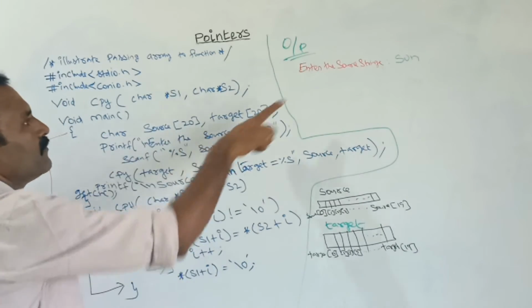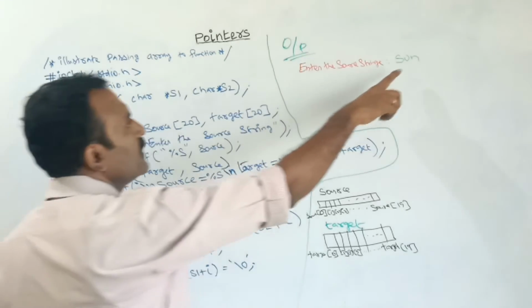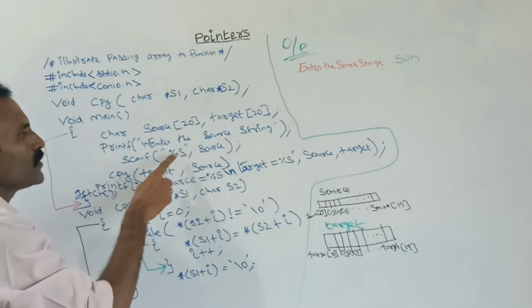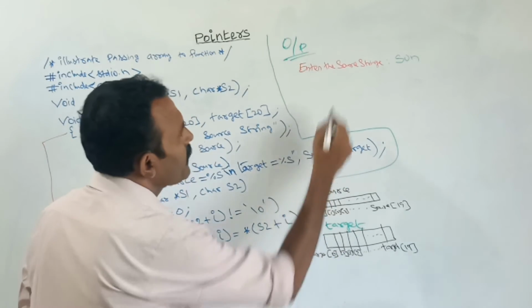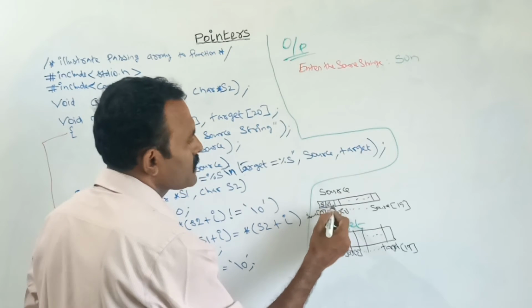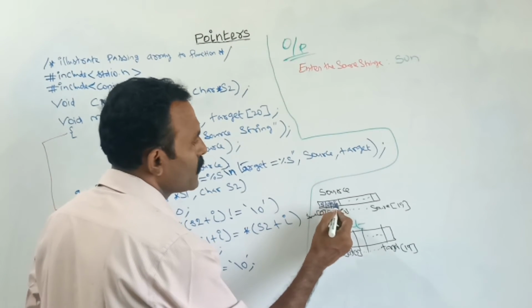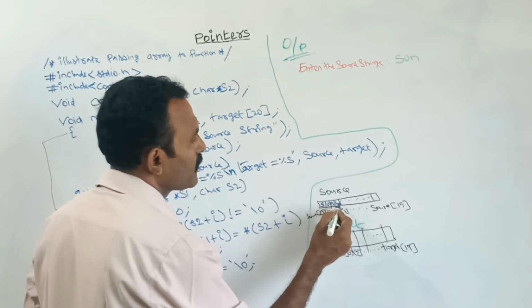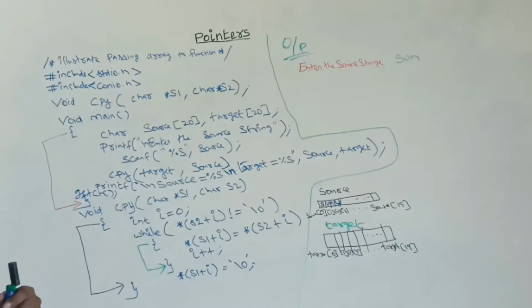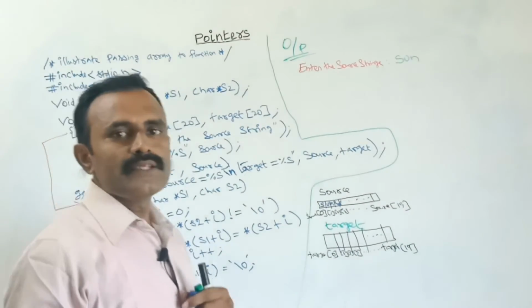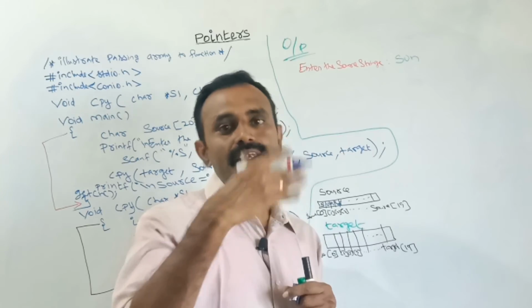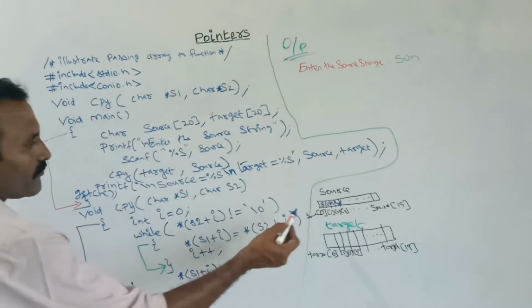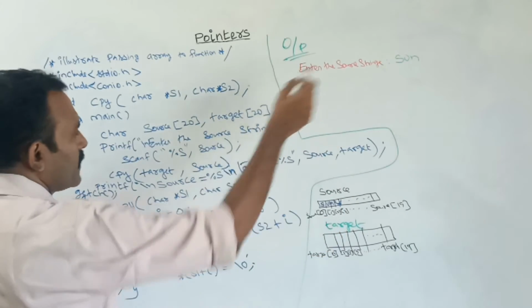After this step, enter the source string. Here I am giving sun. So this string sun is stored to where? Source. At the 0th location S, at the first location U, at the second location N, at the third location \0. Automatically this \0 is given by the system itself. When you are storing a string, at the end of the string it will store the value \0, that is the null character. It is used to find the end of the string. So sun and \0 were allocated for the source.